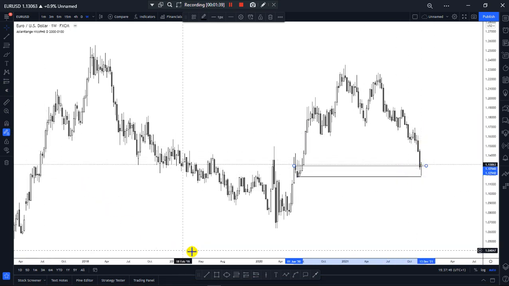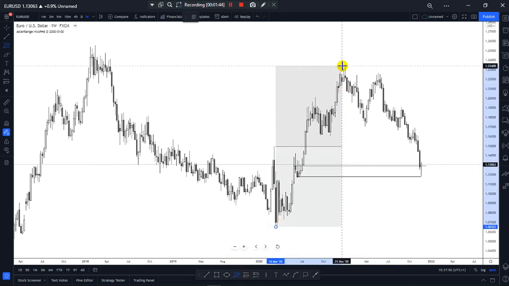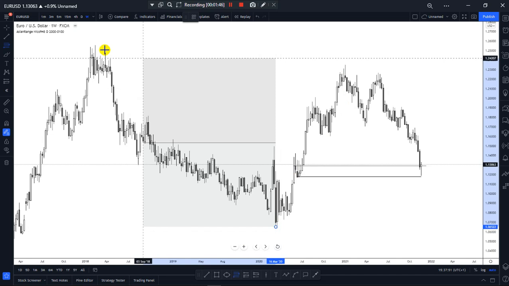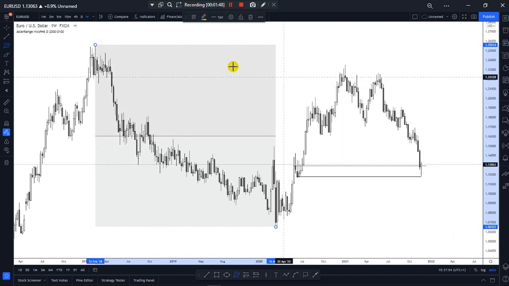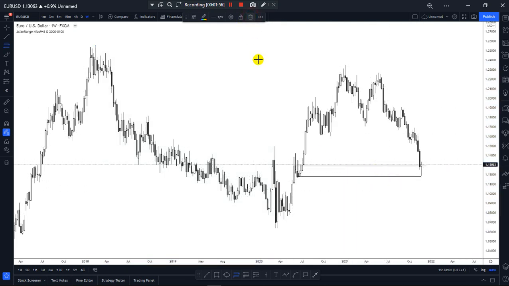And if we are to draw our Fibonacci from the up to the down, you can see that price has left the premium area, left the equilibrium standpoint and came to the discounted areas and started showing some kind of bullishness.